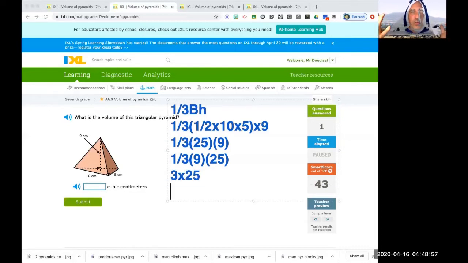25 cents, that's like a quarter. How many quarters? 3 quarters. What did 3 quarters equal? 75. So that's going to be my answer. Let me come up here to this mouse. 75.